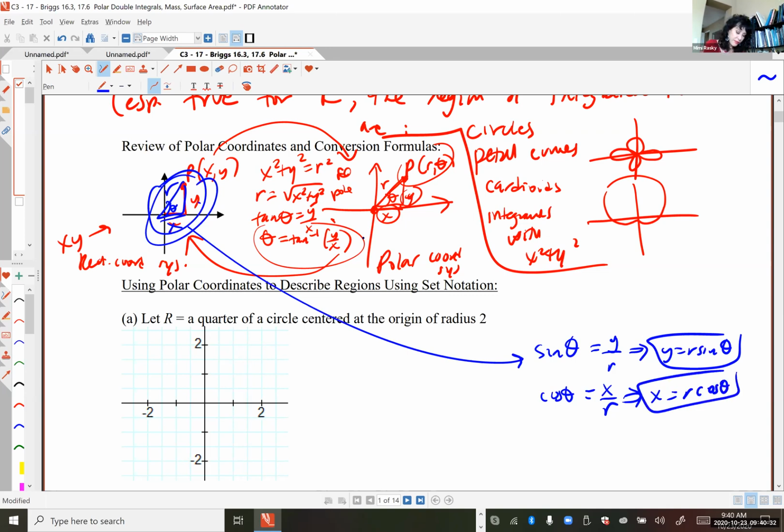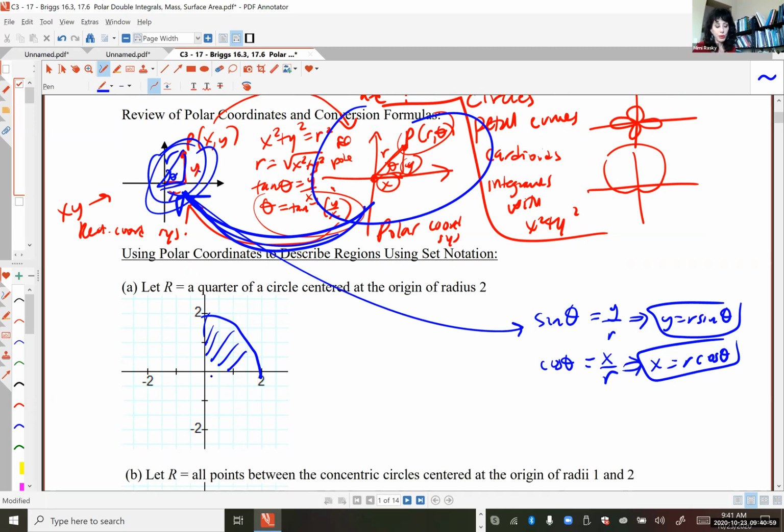So that's how you get from polar back to rectangular. Okay, so before we do any actual examples of double integrals, let's just look at some regions that are best used for polar coordinates. Take a look at this one, a quarter of a circle. That's a really nice region of integration that lends itself well to double integrals in polar.